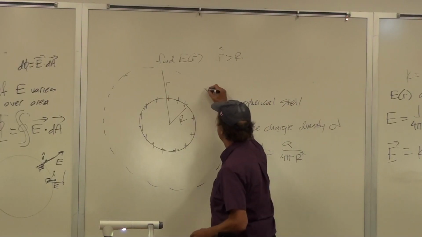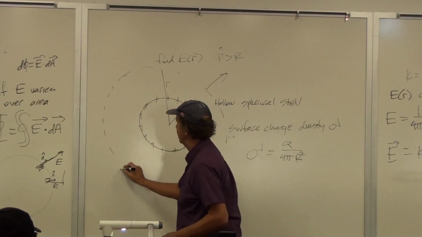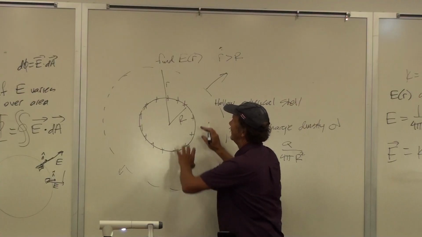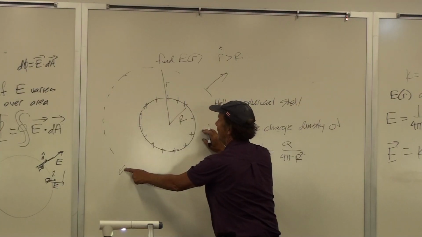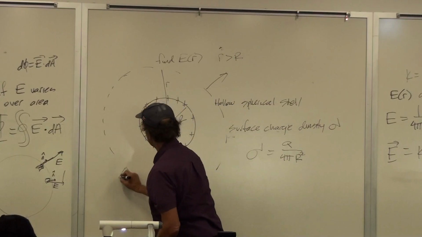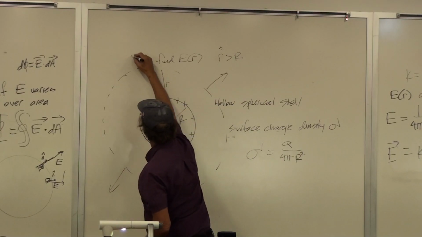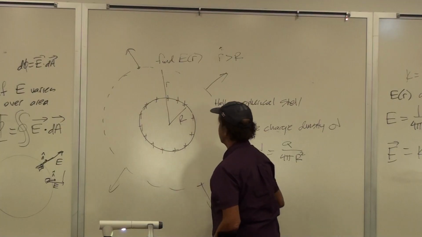Because why would I have more electric field pointing out that way and less pointing out that way if this thing is a perfect sphere? And the charges on the shell, these two are going to have to be equal. And all of these electric fields are going to have to be equal and opposite.